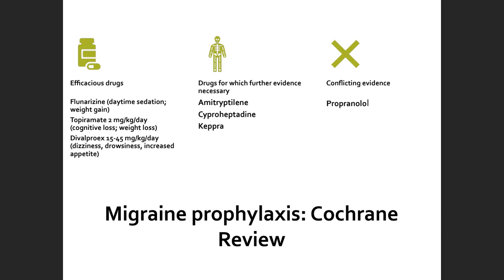So in terms of drugs that have been found to be efficacious for migraine prophylaxis, they include flunarizine, topiramate at 1 to 2 milligram per kilo per day, but this tends to cause weight loss and some cognitive clouding. The weight loss may be a beneficial side effect in somebody who's overweight or obese. And then valproic acid, but this can cause drowsiness, dizziness, increased appetite, and weight gain. So you may not want to give this in somebody who's overweight or obese. And valproic acid is relatively contraindicated in women of childbearing age because of its teratogenic effects.